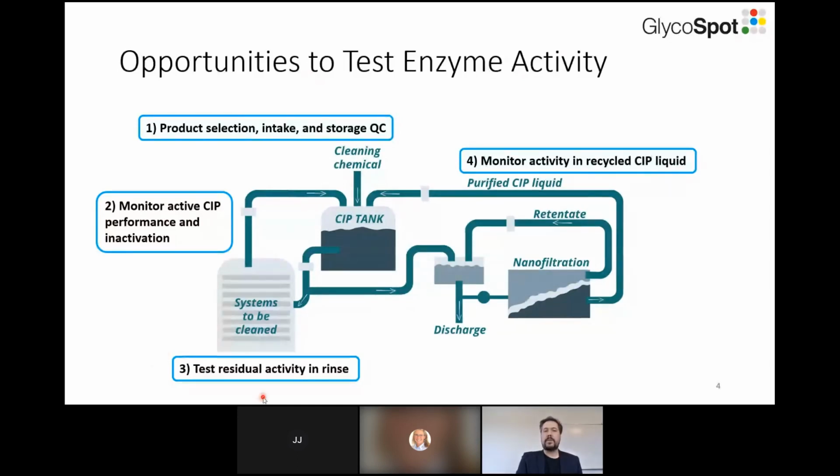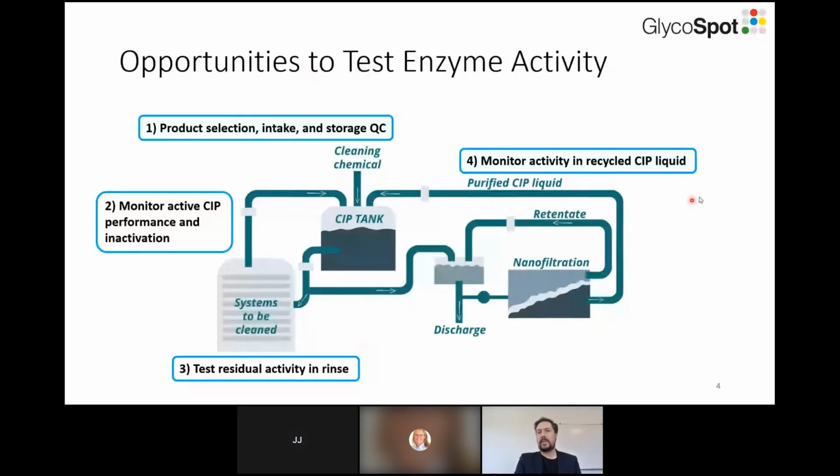The third place where it could be interesting to be measuring enzyme activity is also in the rinse, or at the end of the cleaning process. In this case, the enzymes should have been inactivated either through high temperature or high or low pH, as well as just dilution effects from rinsing. But again, things can go wrong. There can be hidden spaces, and it's possible to have residues from your enzymes carry over when you think your tank is clean, but in reality, there's still trace amounts of enzyme activity that could damage future production.